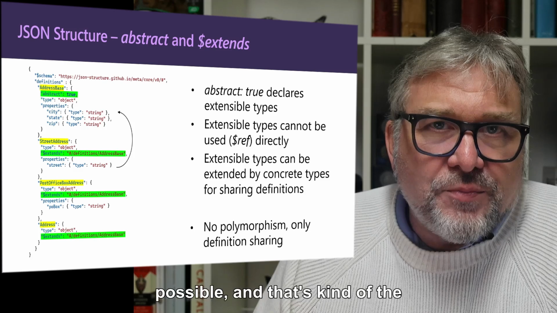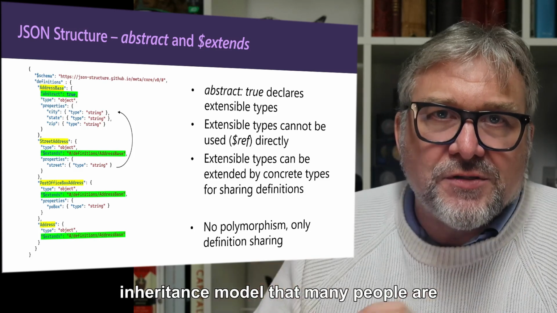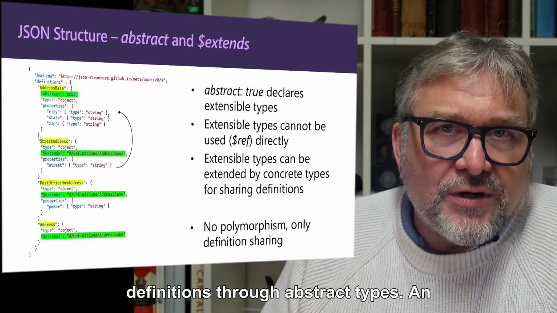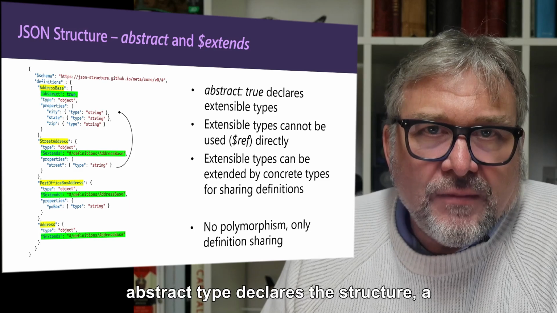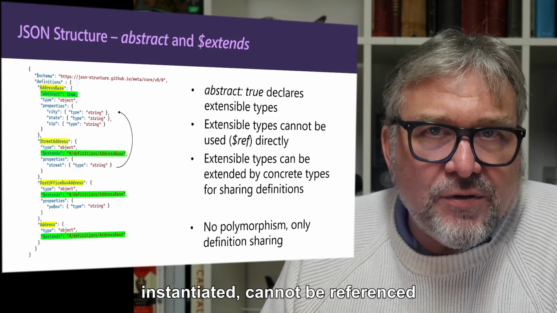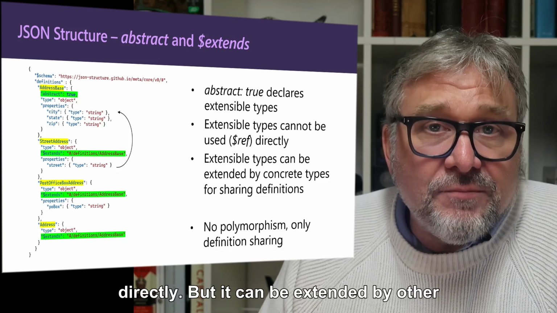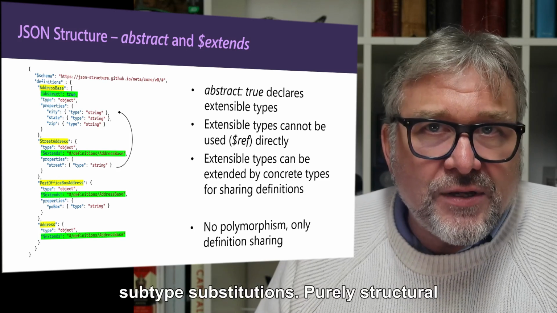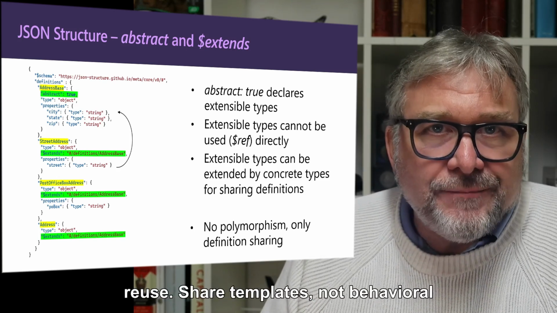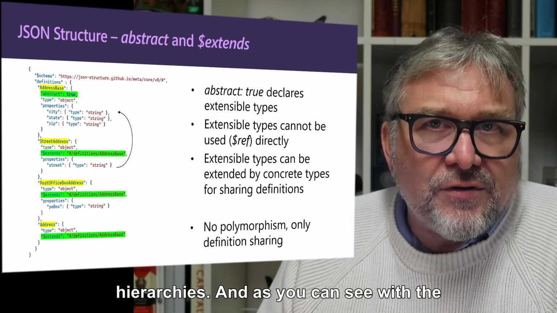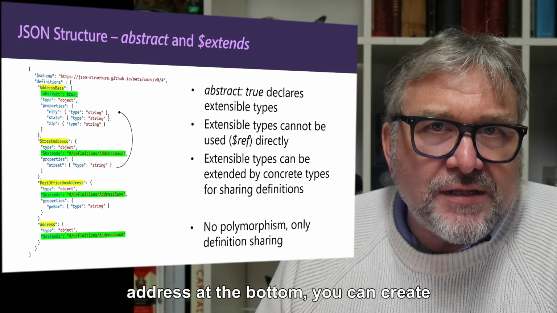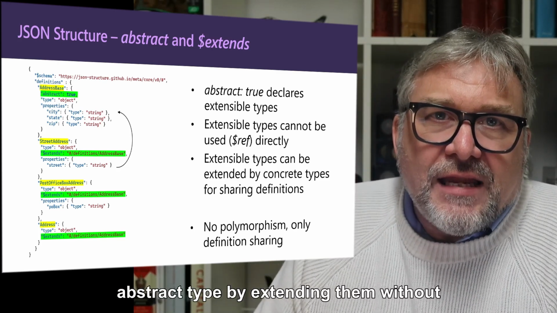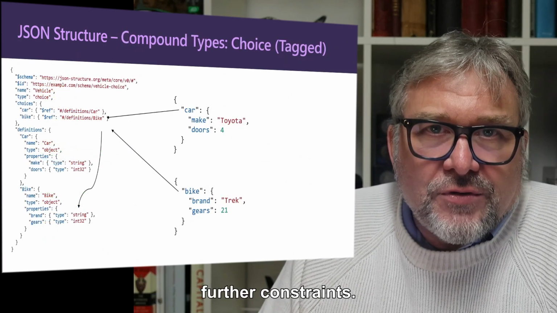To further make reuse possible, and that's the inheritance model that many people are using, you can share common definitions through abstract types. An abstract type declares a common structure, but it cannot be instantiated, cannot be referenced directly. But it can be extended by other types to inherit the structure. So it's not polymorphism. There's no runtime subtype substitution, purely structural reuse, shared templates, not behavioral hierarchies. And as you can see with the address at the bottom, you can create concrete types with the same shape as an abstract type by extending them without further constraints.